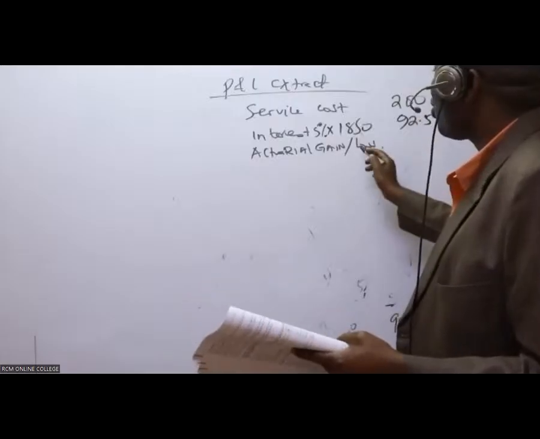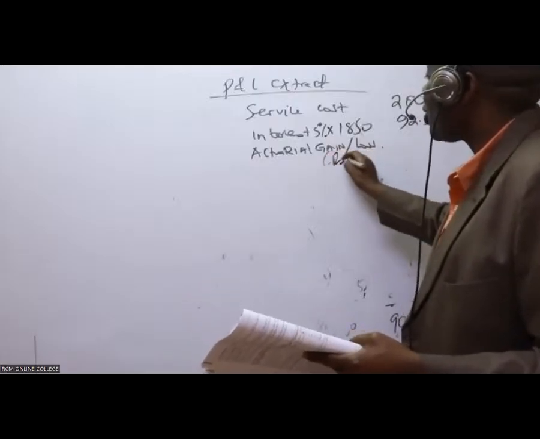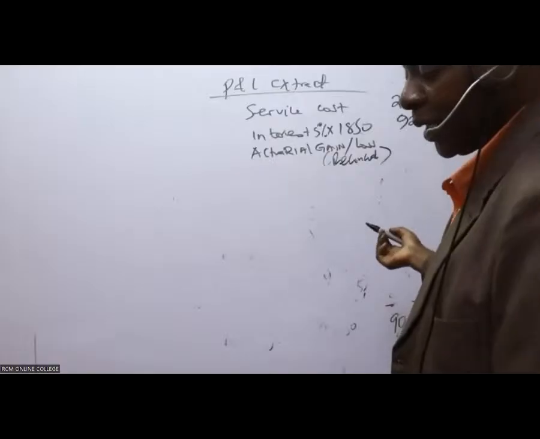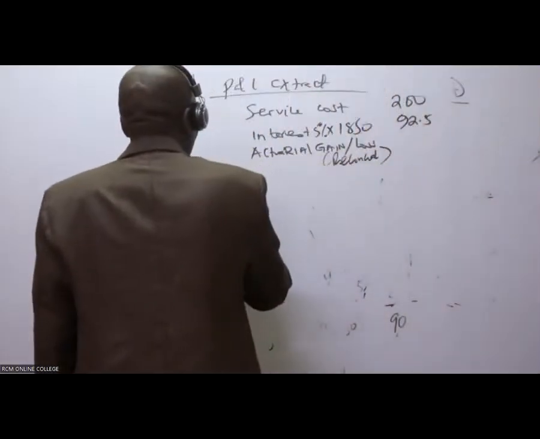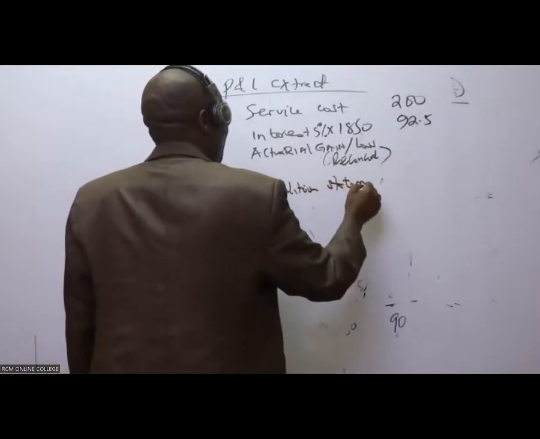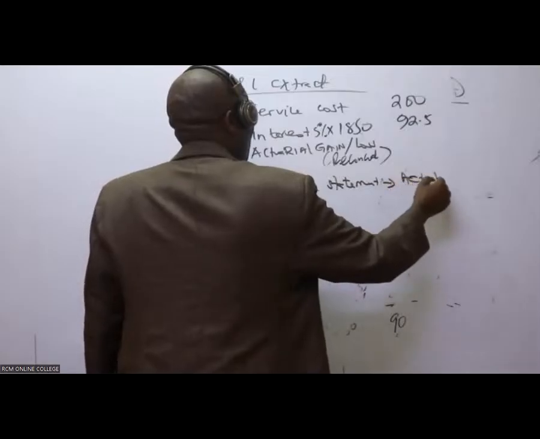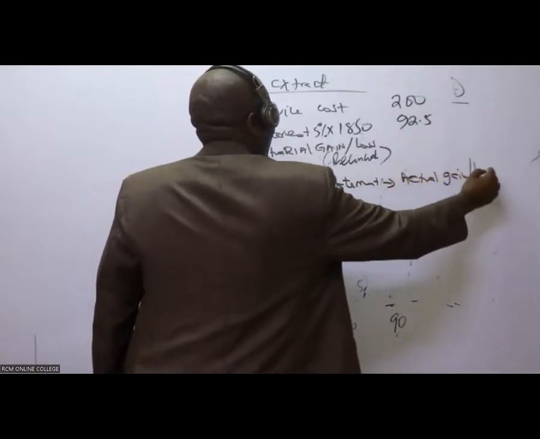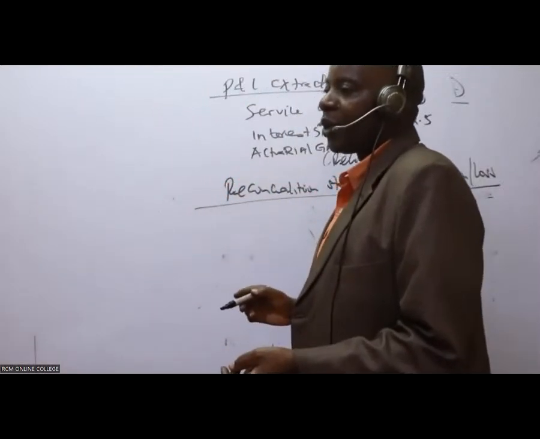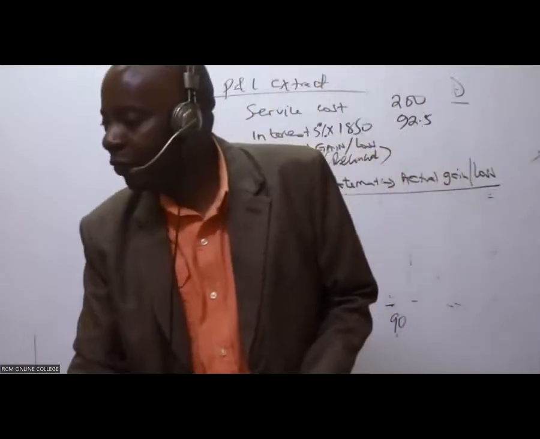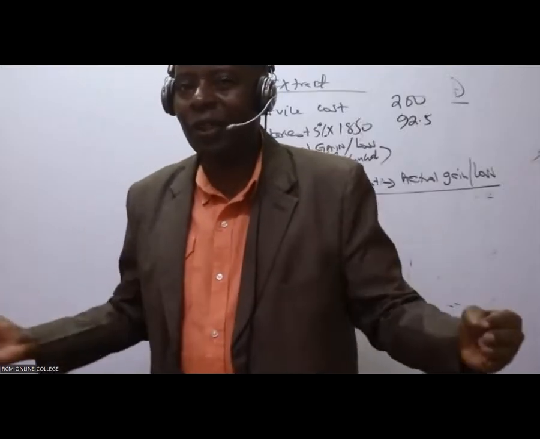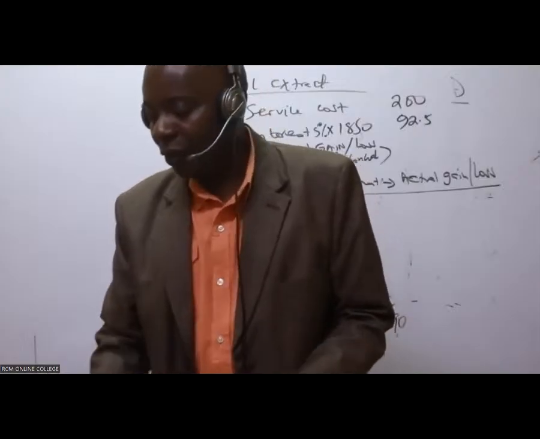Then actuarial gain or loss, this I need the reconciliation thing. And this reconciliation thing is not very hard. So in this case, a reconciliation statement, for purposes of getting the actuarial gain or loss. So give me, ladies and gentlemen, the movement from the beginning of the year to the end of the year.